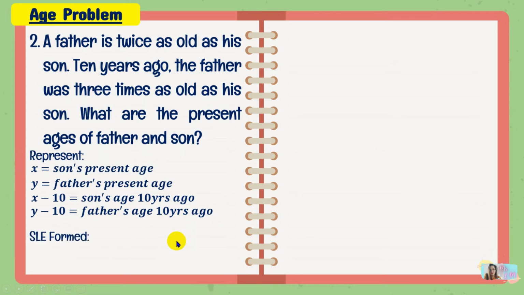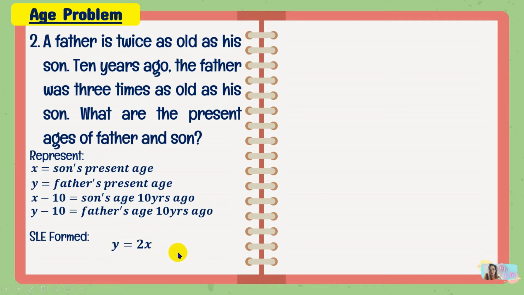Then, we're now going to form the linear equations. From the first statement, a father is twice as old as his son. Ang father daw po ay doble ng edad ng kanyang anak. So, ang representation natin for father's present age is y. And then when we say twice, multiply natin sa 2 yung present age ng son. So, y is equals to 2x. And kung dito pa lang makikita nyo na po na we can use the substitution method to solve this problem. Kasi meron na tayong value ni y na pwedeng ipang substitute.